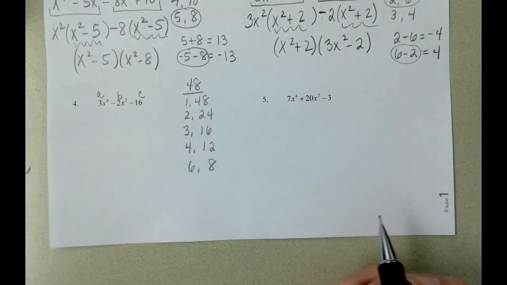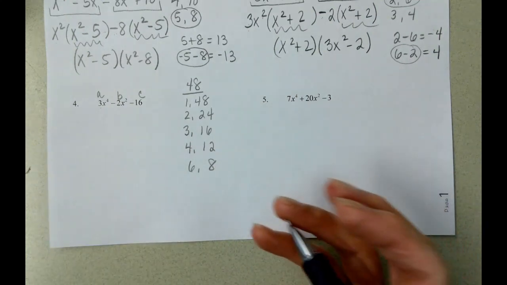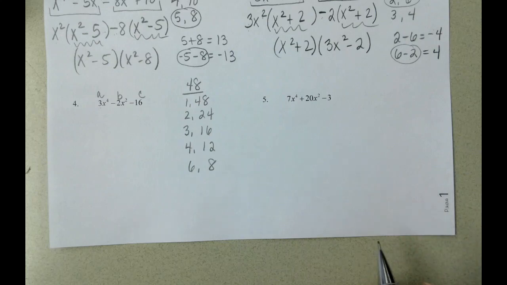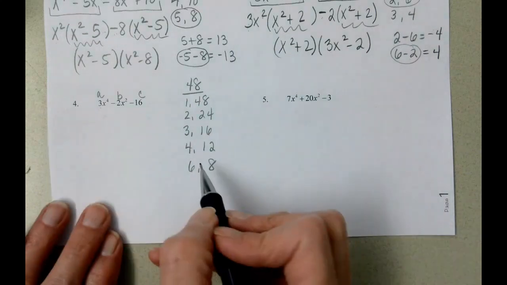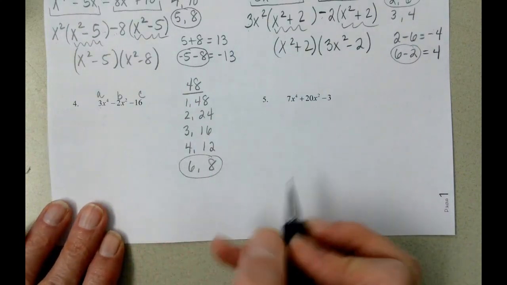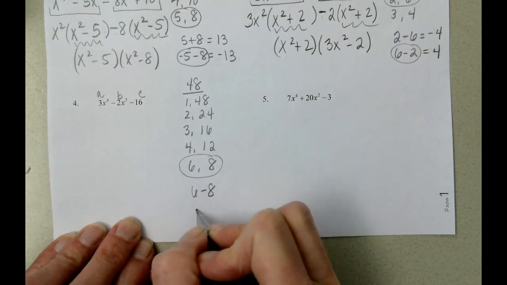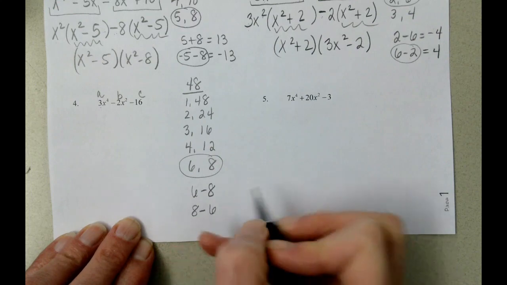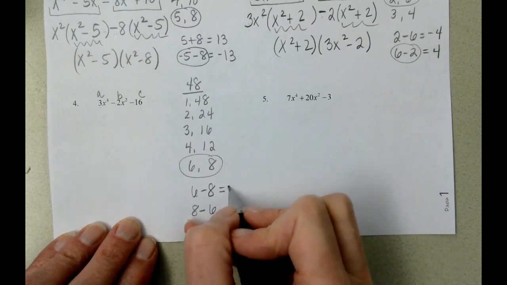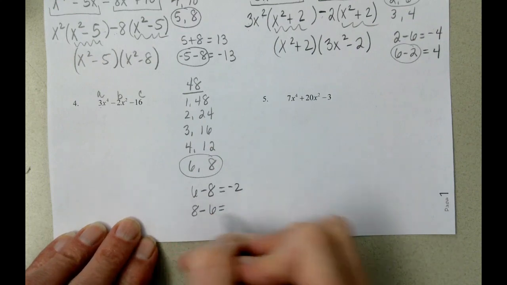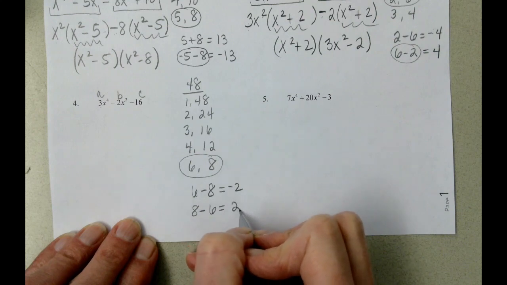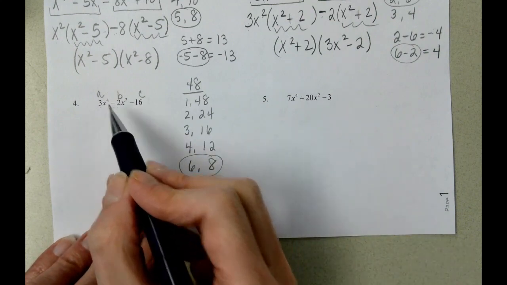What we're looking for is, will any of these add or subtract to be 2? We can get 2 from 6 and 8. We can have 6 minus 8, or 8 minus 6. 6 minus 8 is negative 2, and 8 minus 6 is positive 2. We need negative 2.